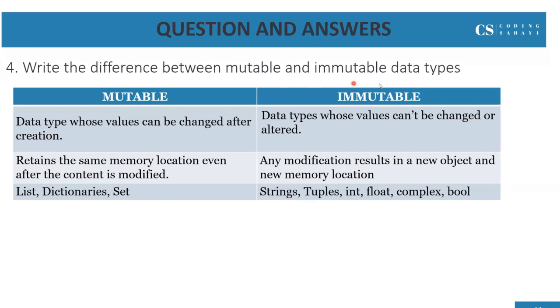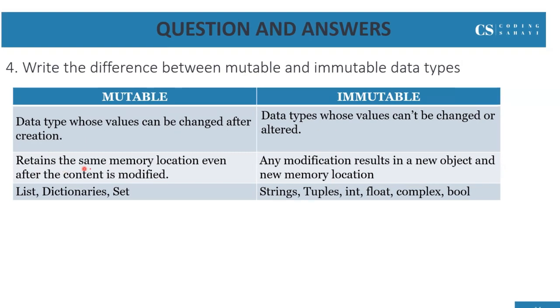Write the differences between mutable and immutable data types. The data types whose values can be changed after creation are known as mutable data types. That is, if you create a variable with one data type, it can be changed later. That is our mutable data type. In the case of immutable, these are data types whose values cannot be changed or altered. Once it is created, it is final and cannot be changed.